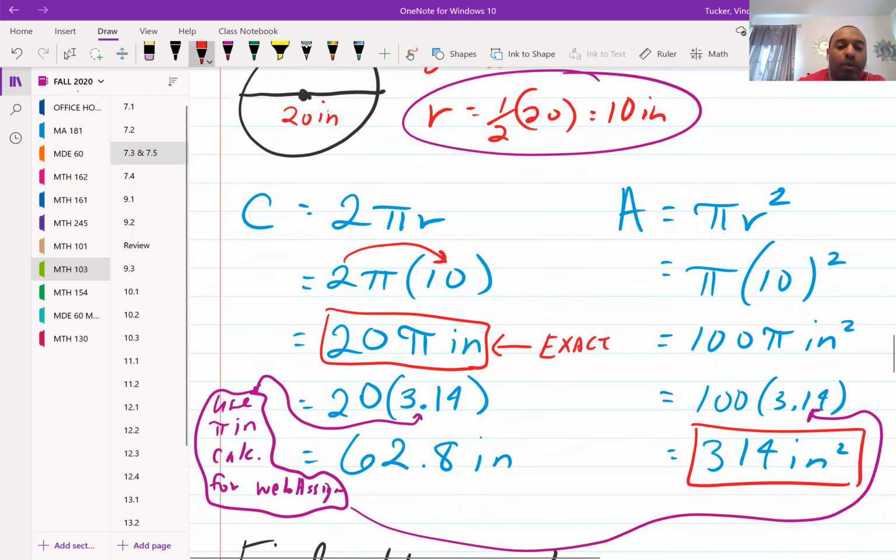So then I wrote a note in purple. One thing I noticed about WebAssign the last few semesters is that they want you to use pi in your calculation, like throw it in the calculator as 20 times pi, and then get your approximation. So be careful with that. I know before this would work, but just be careful. Do 20 times pi in the calculator and then get your approximation. It's going to be close to the 62.8, but it may be a little different. So to be on the safe side, that would be the best way of handling that. So you just do 20 times pi in the calculator and then round it off.